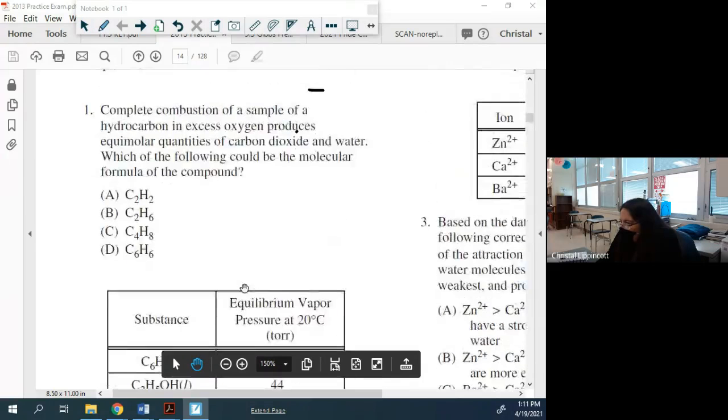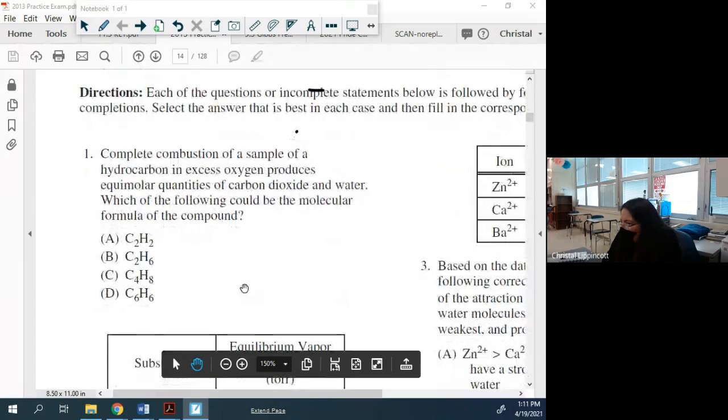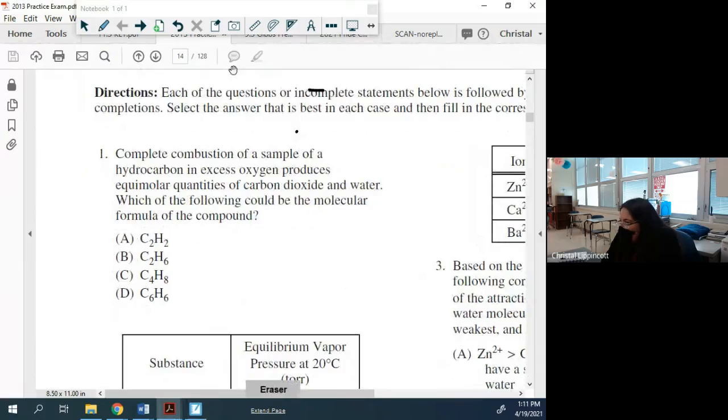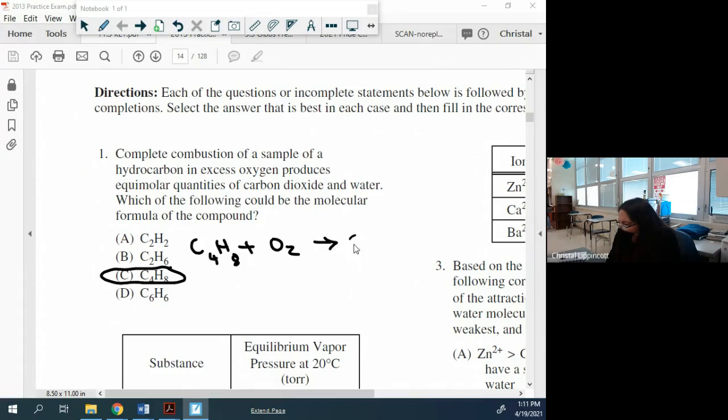So for number 1 on the homework today, you should have ended up with C as your answer. And remember, the equation for that one is your hydrocarbon, in this case C4H8, plus oxygen. It's going to give you CO2 and H2O. So you can run through and balance that. C is the answer for that one.